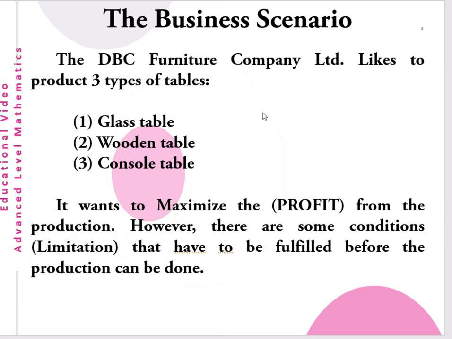The business scenario is as follows. The DBC Furniture Company Limited like to produce three types of table: the glass table, wooden table, and console table. It want to maximize the profit from the production. However, there are some condition or request limitation that have to be fulfilled before the production can be done.